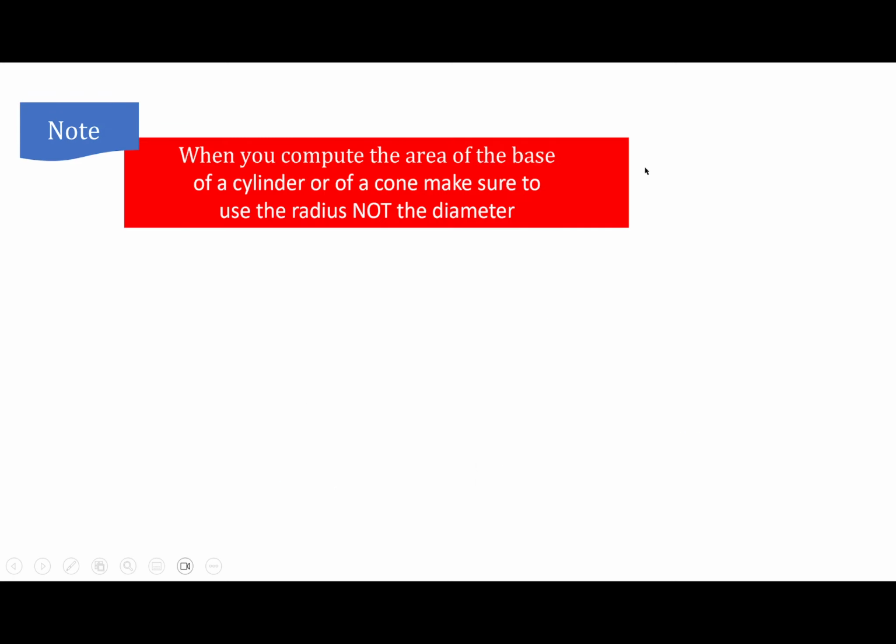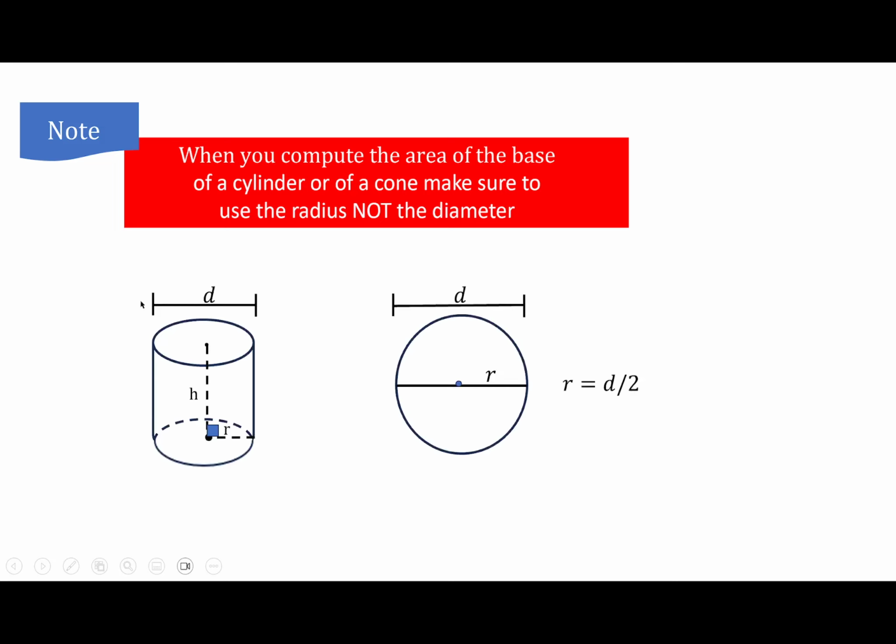Note. When you compute the area of the base of a cylinder or of a cone, make sure to use the radius, not the diameter. That's where students sometimes get confused and make mistakes. So when they give you the diameter, you need to find the radius. The radius is half of the diameter. And the area of a circle, remember, is pi r squared. And for pi, you can take 3.14 as an approximation for the value of the number pi.